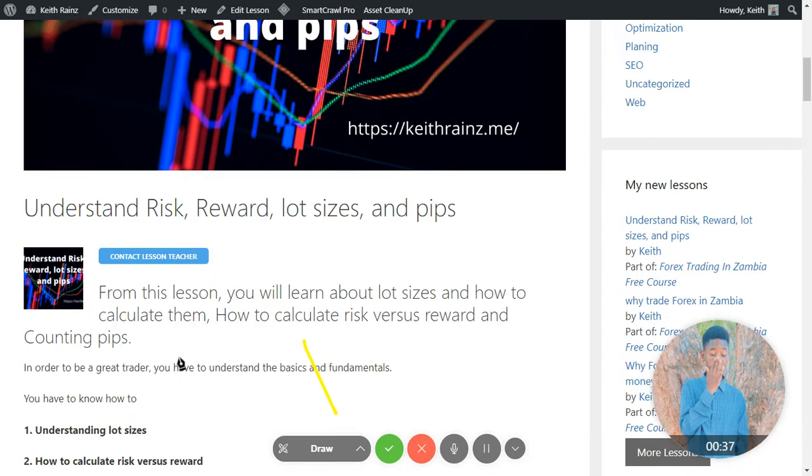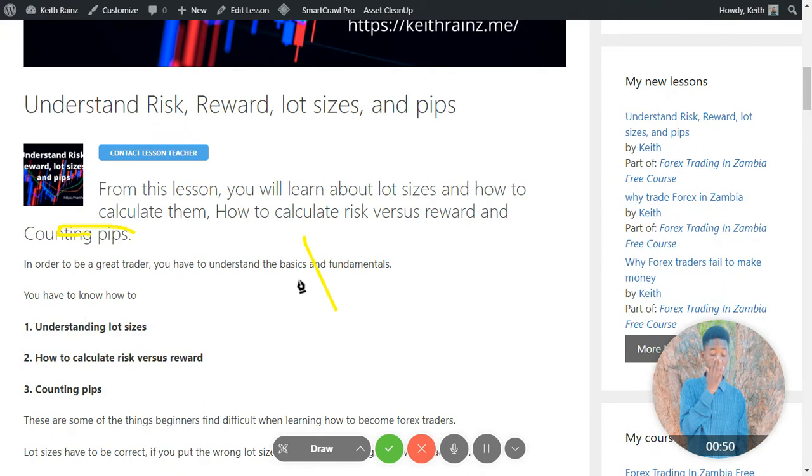Okay, so from this one you will learn about the lot sizes, how to calculate them, and how to calculate risk, reward, and counting pips. In order to be a great trader, you have to understand the basics and fundamentals. So from this lesson, you will learn about lot sizes, how to calculate risk versus reward, and the last thing you'll learn is calculating pips.